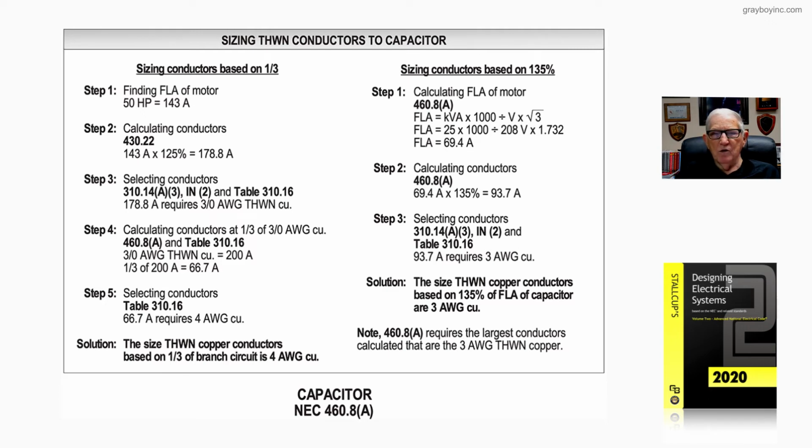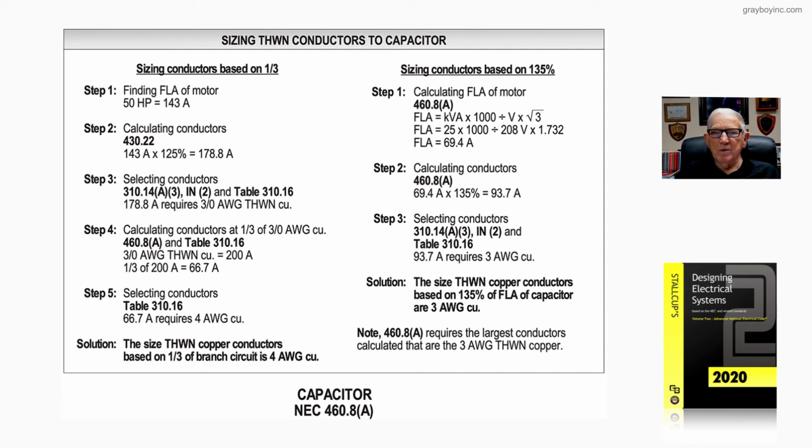Again, we're applying the golden rule, 310.14(A)(3), and we're looking at that informational note 2 again. We calculated the load as required in step 2. So the 93.7 amps requires a number 3. So based upon the 135% rule in the solution, we would need a number 3. So which is the largest? The solution of the 1/3 rule or the solution of the 135% rule?